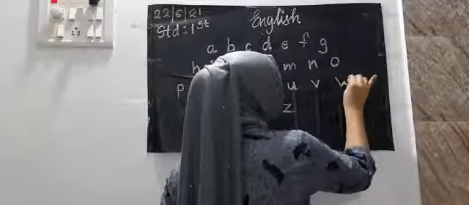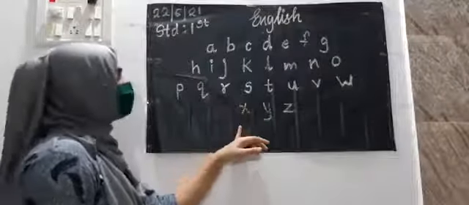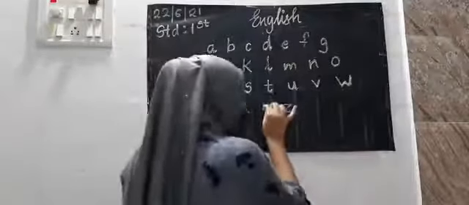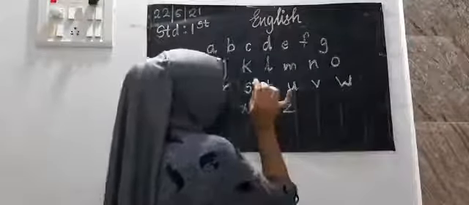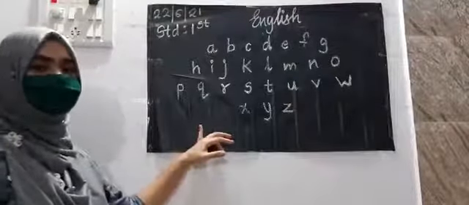W for watch. Our next alphabet is small x. X for x-ray. Our next alphabet is y. Y for yak. Our next alphabet is small z. Z for zebra. So you know these small letters, yes or no? Yes. So come on, again we will repeat this.